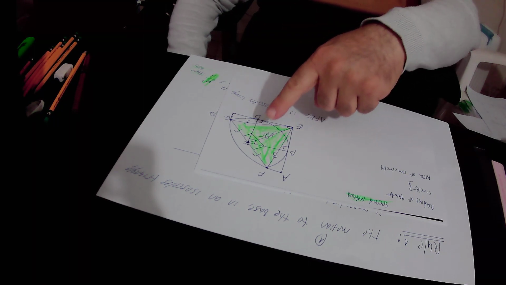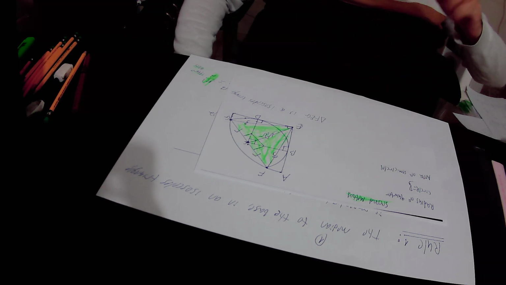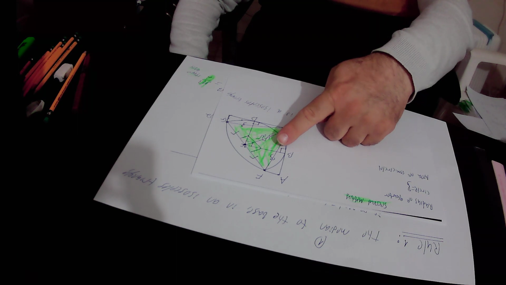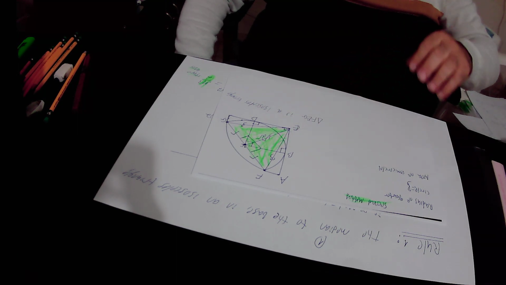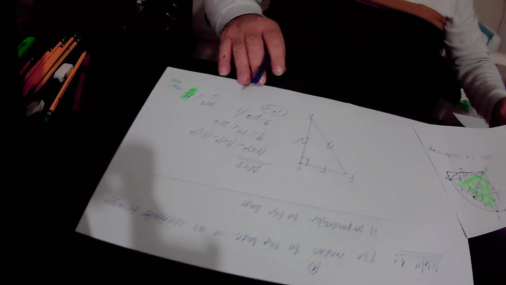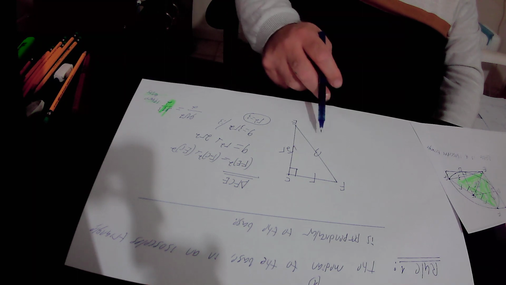Triangle ECF is a right triangle. So we can implement the Pythagoras theorem on the right triangle, triangle ECF. Here we have a triangle ECF. We know that the hypotenuse FE equals 3 units.